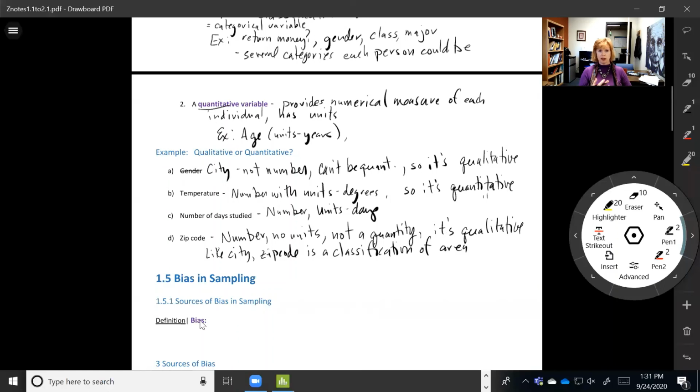All right, so quantitative, it's a number that is a quantity, that has units. Qualitative, pretty much everything else, but usually the ones that we're going to analyze are going to be classifications.